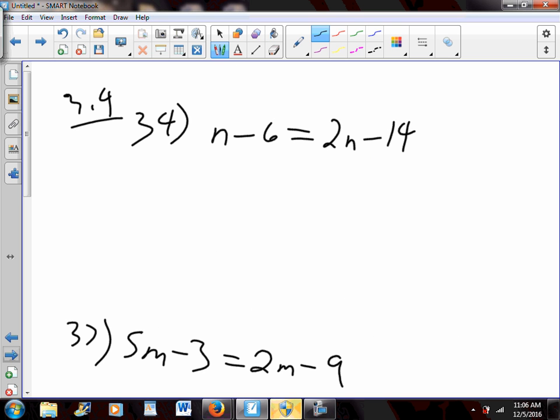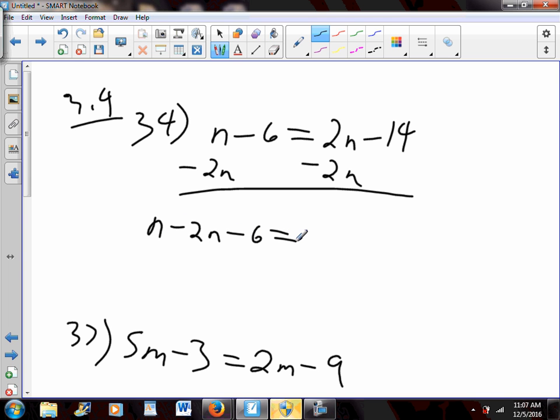All right, so here we go. 3.4. A little more complicated because now you've got variables on both sides of the equation. Same problem-solving processes. Each section in this chapter just steps up the complicated nature of the problems a little bit. So what I want to do on this one is understand I need to get the variables all on one side of the equation, right? So the first thing I want to do is subtract 2n. I'm just subtracting 2n once from the right-hand side, once from the left. That's going to give me n minus 2n minus 6 equals a negative 14, right?